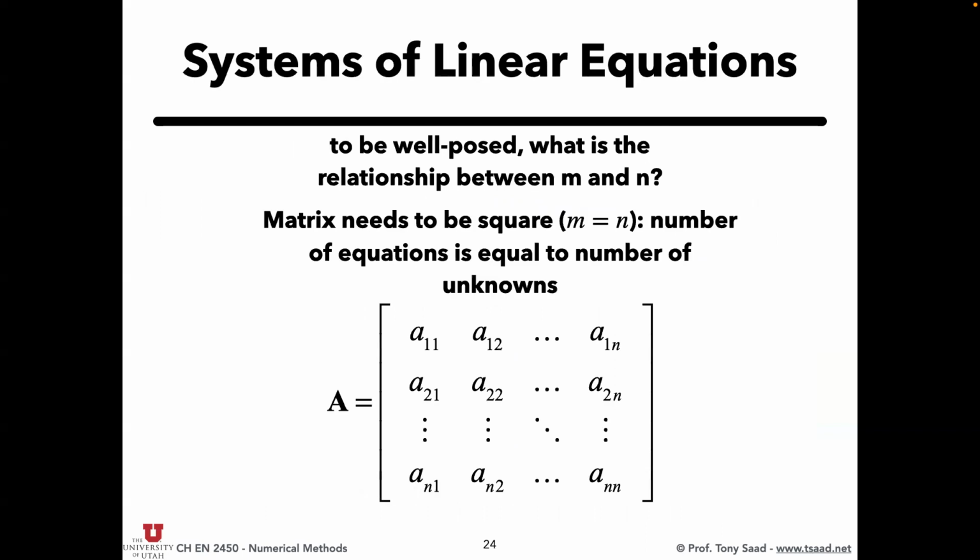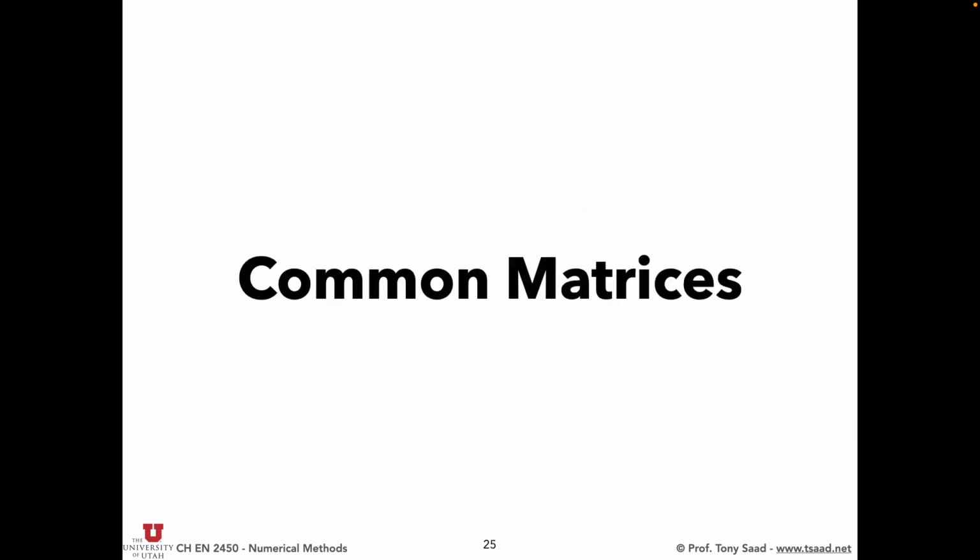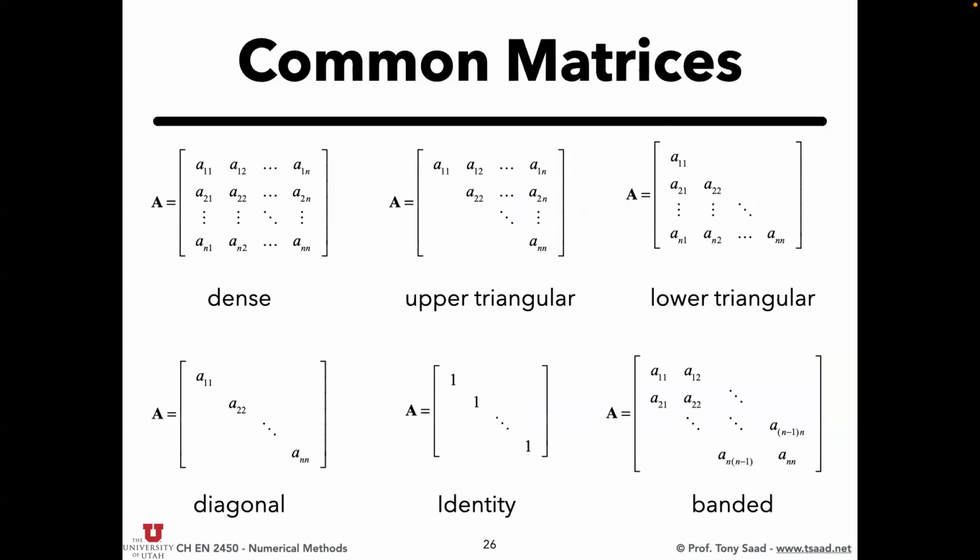I have a couple more minutes and I'll finish off with this. There are many types of matrices that you will encounter in life as a human being. The most common type is when the matrix is full of entries everywhere. All the entries are non-zero, or most of them are non-zero. We call that a dense matrix. That's the one on the upper left.